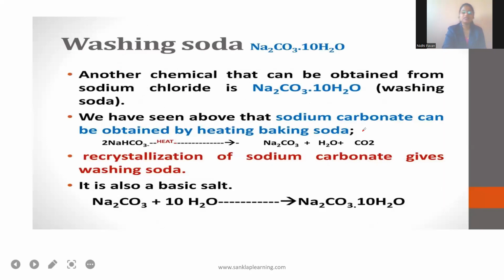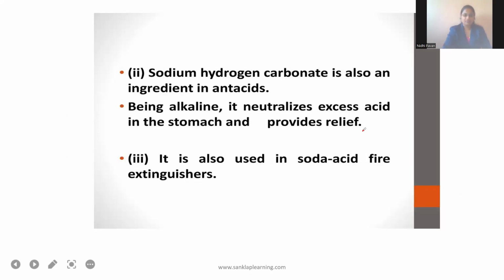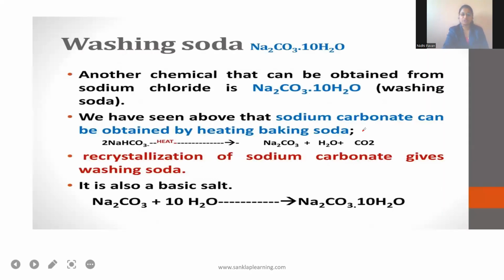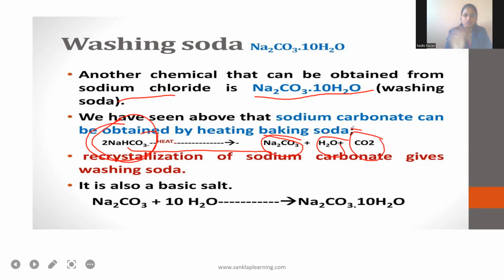Washing soda, another chemical. This is baking soda and this is washing soda. Another chemical which can be obtained from sodium chloride is sodium carbonate. Baking soda is sodium bicarbonate. We get sodium carbonate by heating sodium bicarbonate. It is a decomposition reaction, where one reactant gives two or more products. Here it gives sodium carbonate, water and carbon dioxide gas.